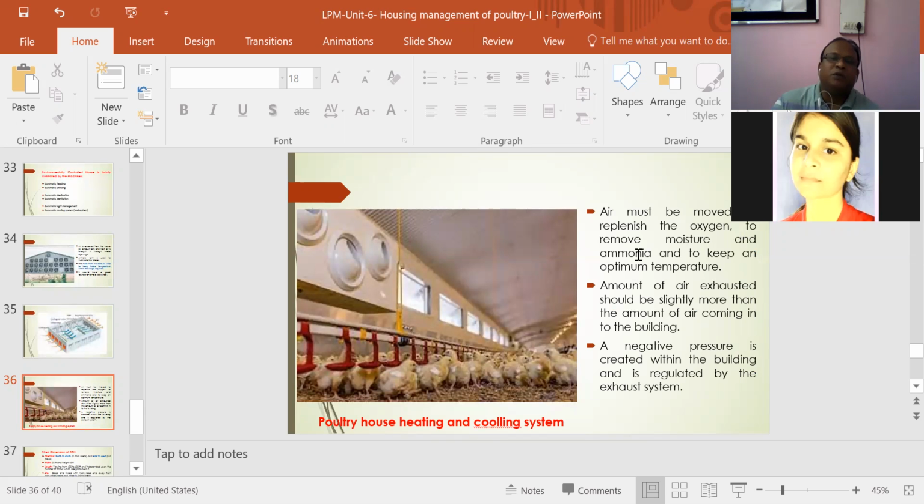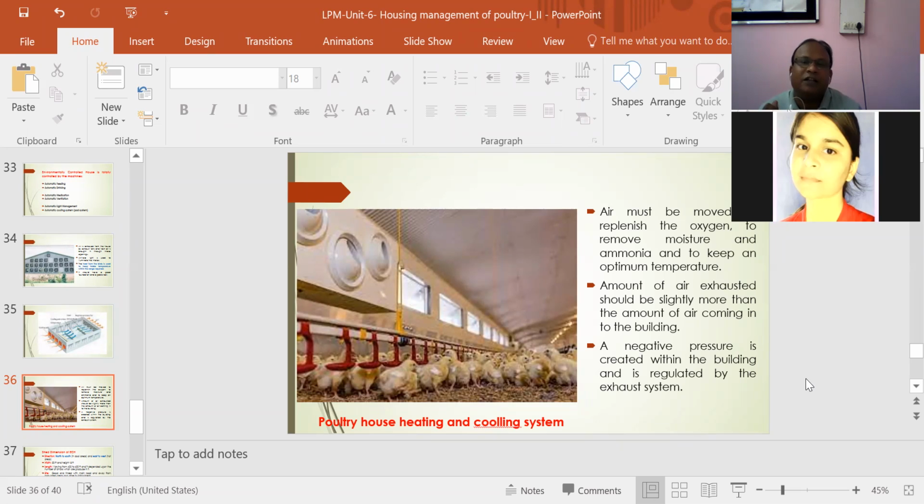Air must be moved to replenish the oxygen, and the hot air which collects in the shed must be removed and replaced by fresh oxygen for the respiration of birds. This hot, foul air also removes moisture and ammonia gas produced by the excreta and litter system and from the birds, and helps maintain the optimum temperature required for the birds.